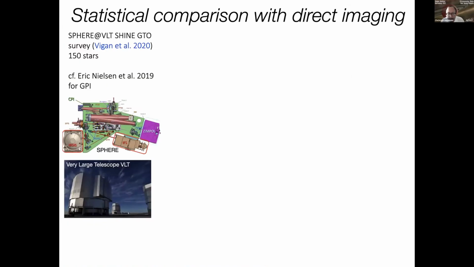Quickly, before I finish, another example. This is a statistical comparison with the SPHERE GTO survey. This is a direct imaging survey, and we will hear more about that from Eric Nielsen for GPIES, but also in general in the next talk. This probes a very different kind of planets and also a different observable, namely the luminosity, which is directly predicted by this model.